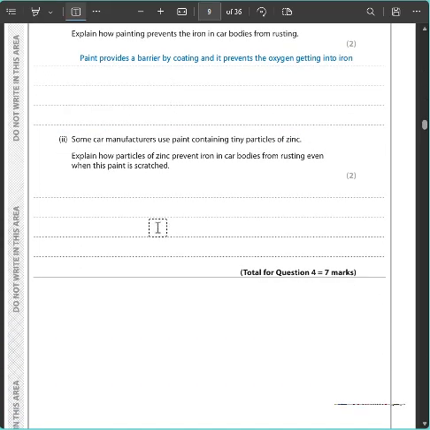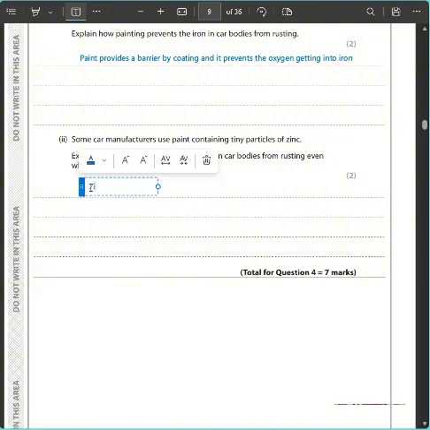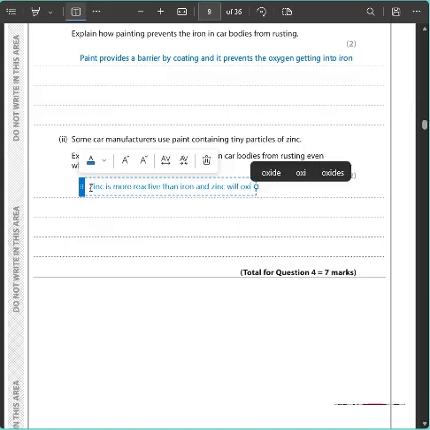Some car manufacturers use paint containing tiny particles of zinc. Explain how particles of zinc prevent iron in car bodies from rusting even when this paint is stretched. Okay, zinc is more reactive than iron, and zinc will oxidize instead of iron.